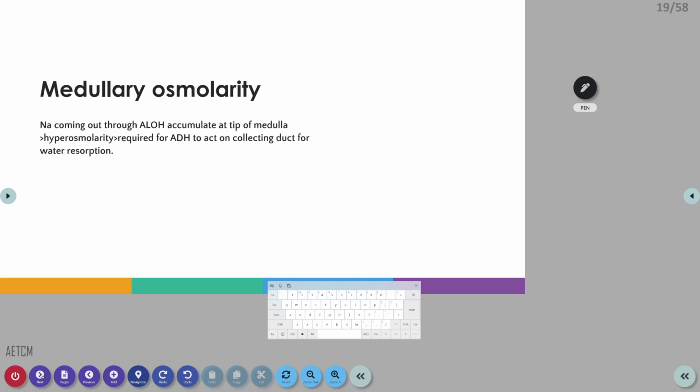Coming to medullary osmolarity, sodium that is coming out through the ascending limb of the loop of Henle will accumulate at the tip of the medulla. That in turn causes hyperosmolarity, and that is required for the ADH to act on the duct for water resorption. So a high medullary interstitial osmolarity is required for the binding of ADH, and that in turn causes water resorption.